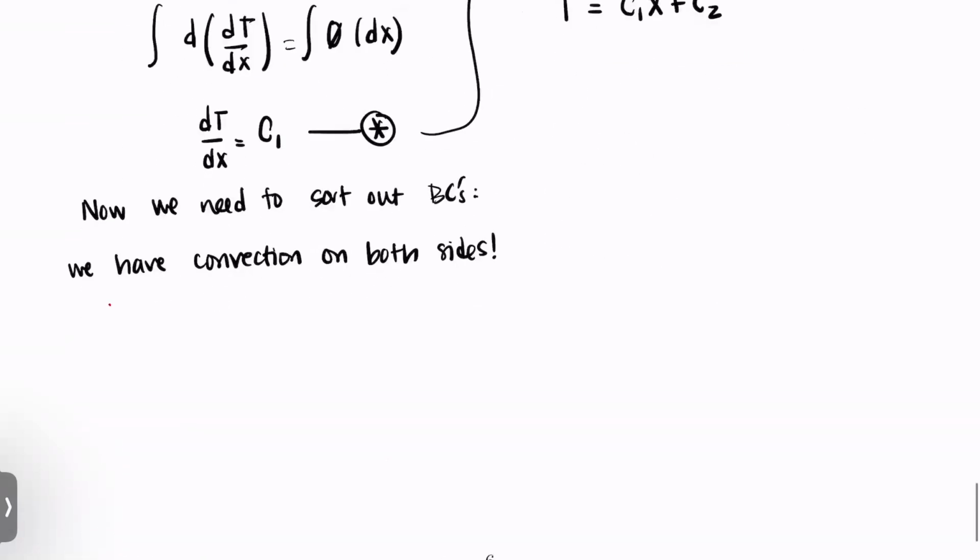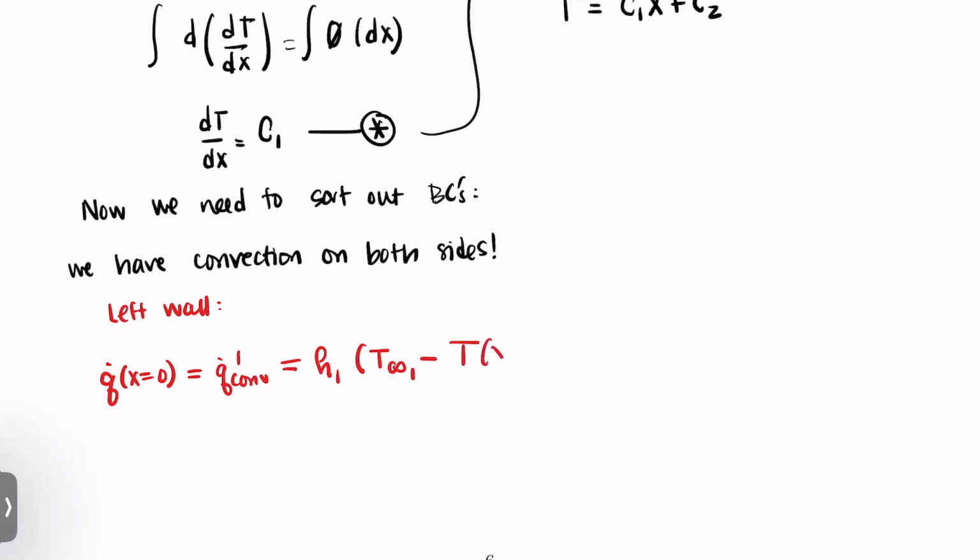Okay, so let's do the left wall first. We have that Q dot at x equals 0 is going to be equal to Q dot convection 1. And we know that convection is H1 times T infinity 1 minus T at the surface, which is just T at x equals 0.